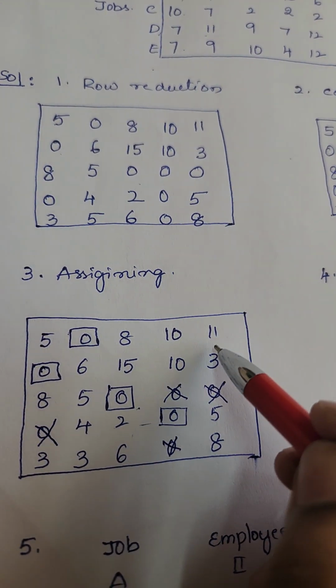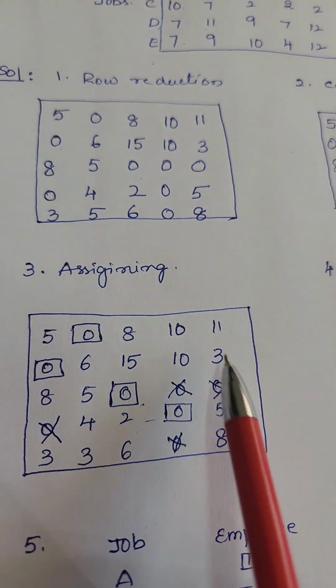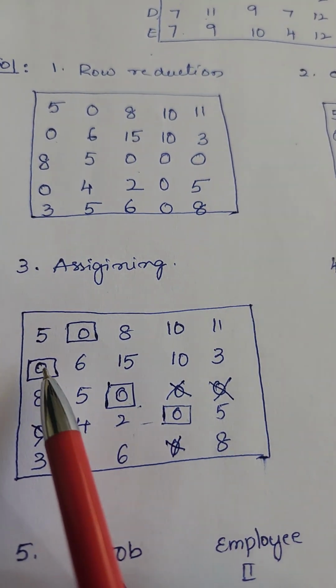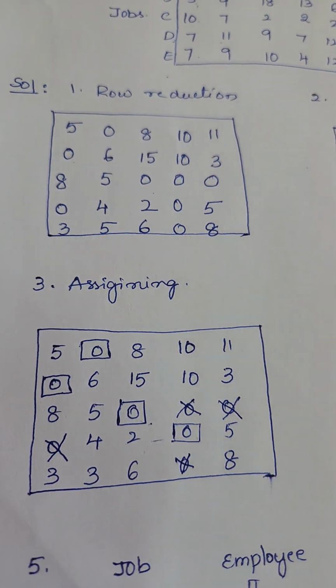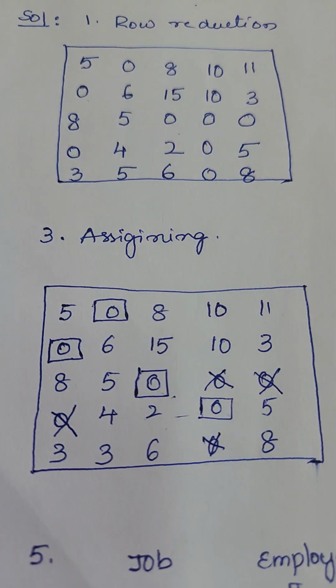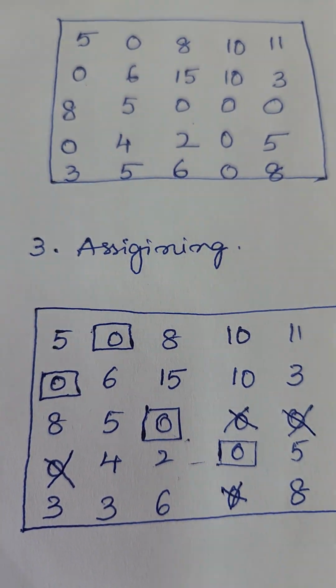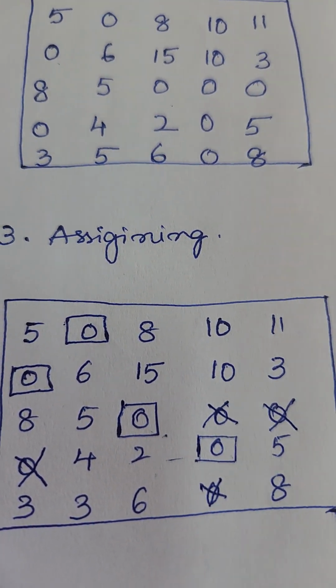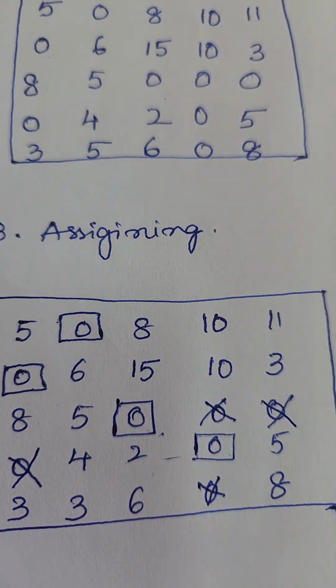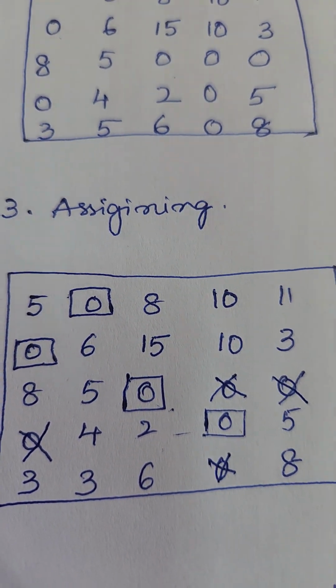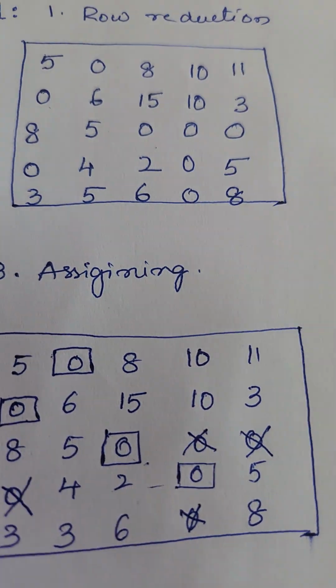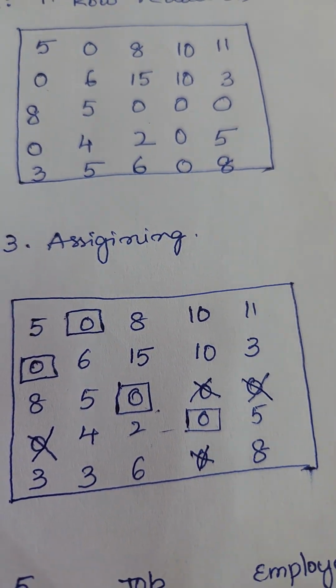And here no zeros, no zeros. So overall we have assigned only 4 zeros. That means we have assigned only 4 jobs to the employees, but our aim is to assign all 5 jobs to each employee. Now we have to do the further process.